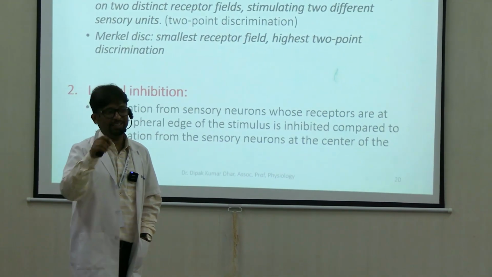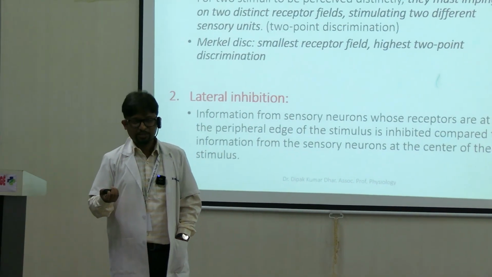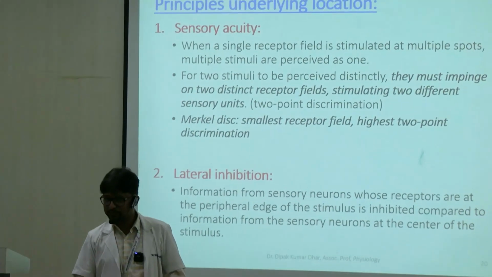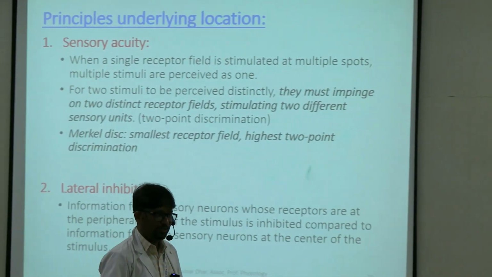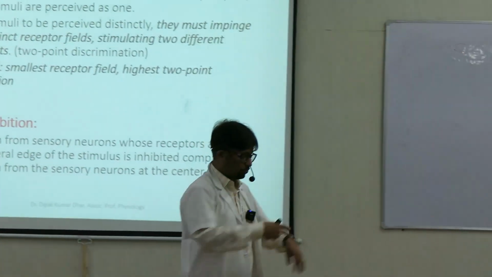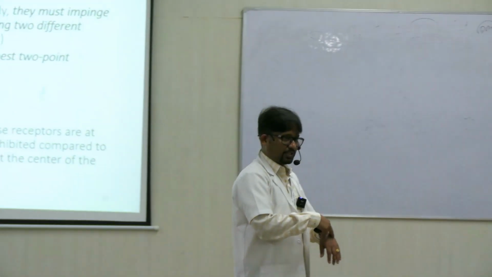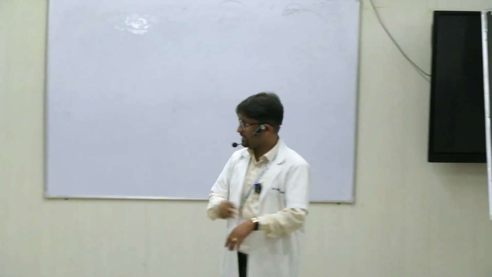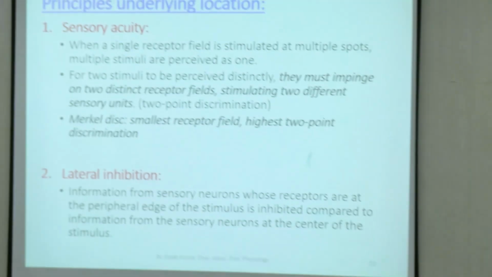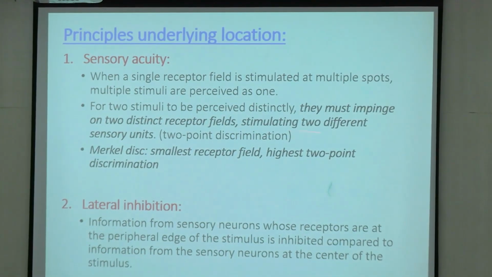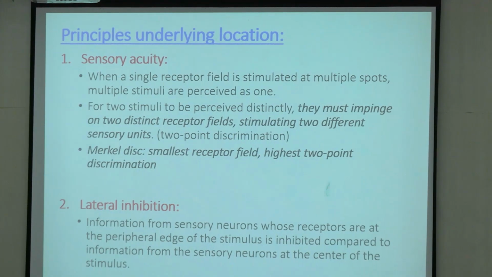Superficial. Once having M, I said it is a superficial receptor. So it should be like that. If the receptor is deep, this will not help you understand that the stimulus was at 2 points and not 1 point. So it has to be superficial. So Merkel's disc is the receptor which helps us to appreciate this particular ability, 2-point discrimination.